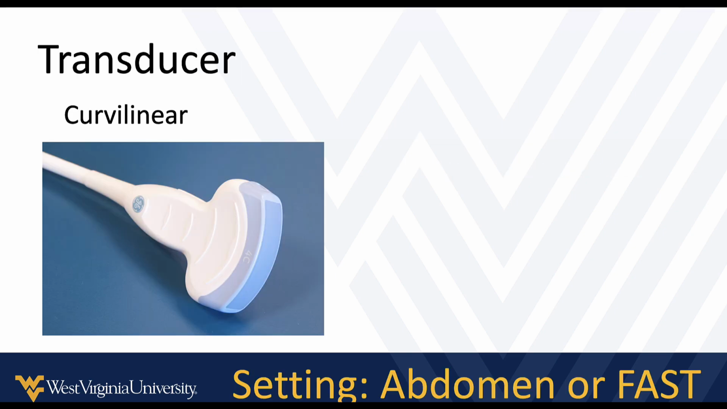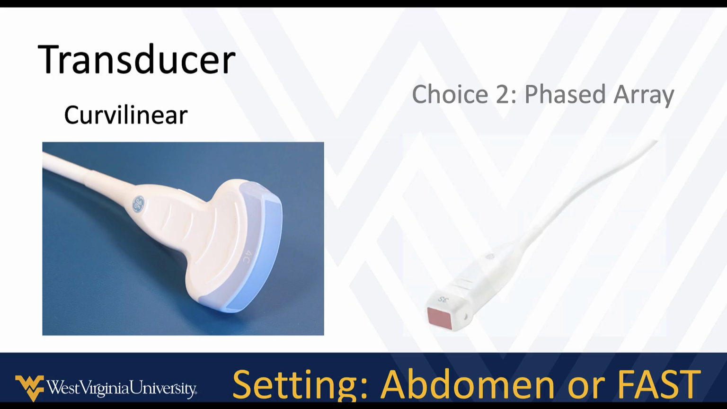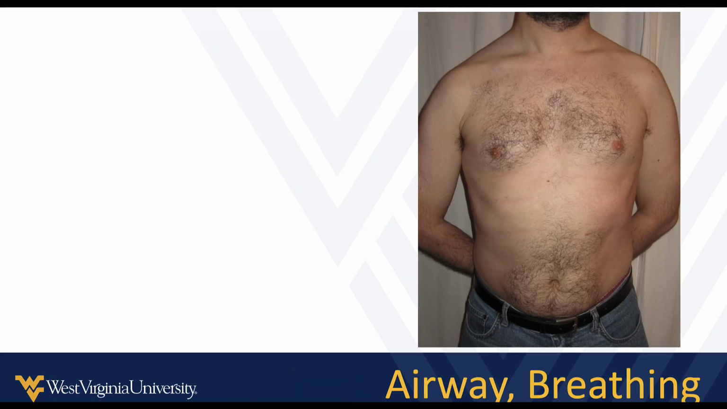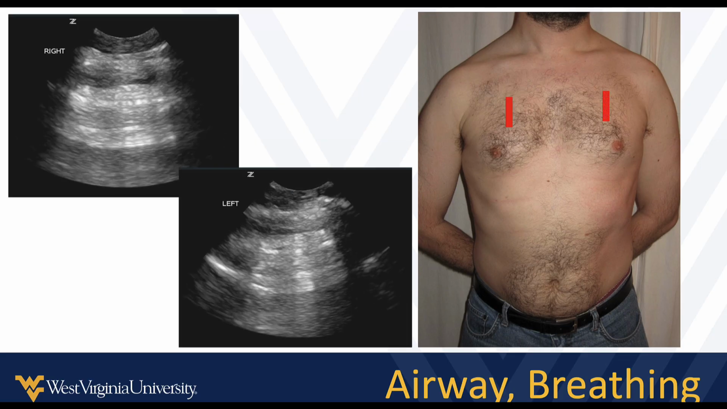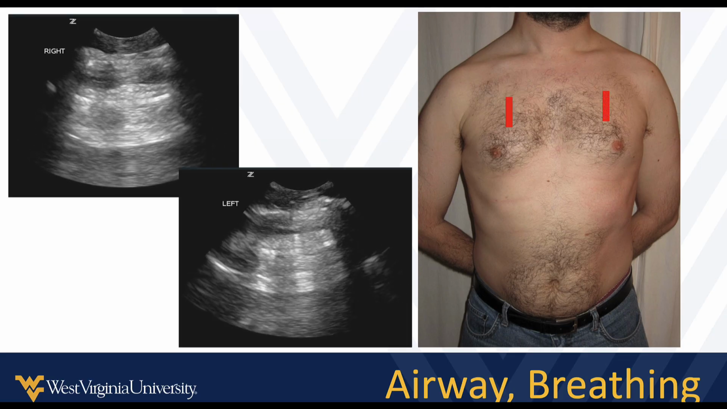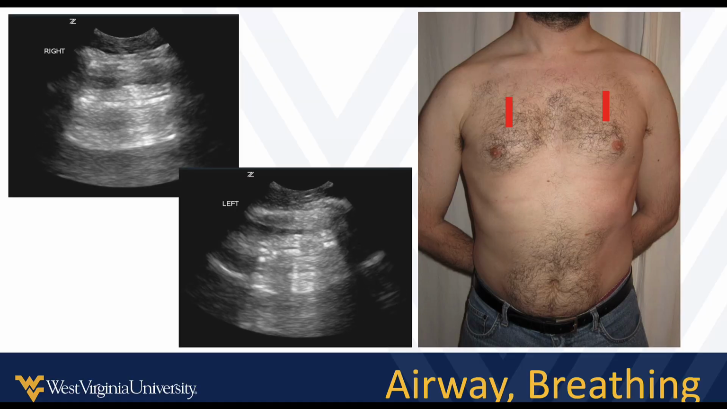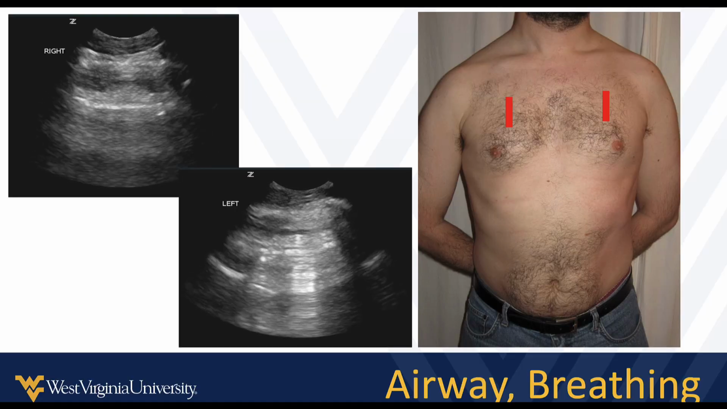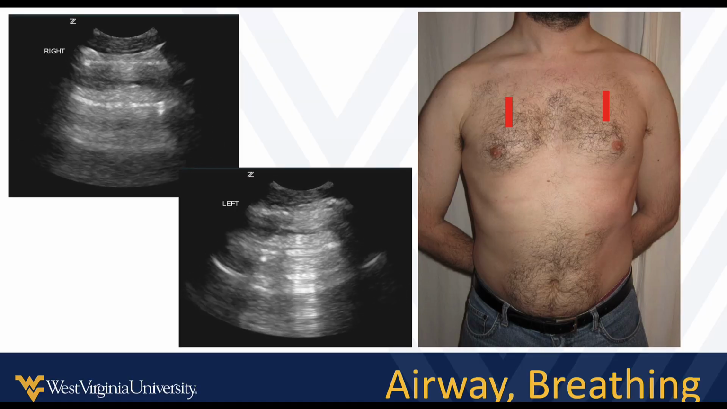For the most part, we're going to use the curvilinear transducer. There's usually an abdominal or a FAST setting. If a phased array was the only thing you had at your disposal, you could certainly use that similarly in an abdominal or in a FAST setting. And we're going to approach this from an ABC kind of perspective. So airway and breathing are first, and there's some debate on the order that you do this. It's more important that you have your own routine. You do it the same every time. If you're working with a team, have an agreement with your team on how you're going to do it.